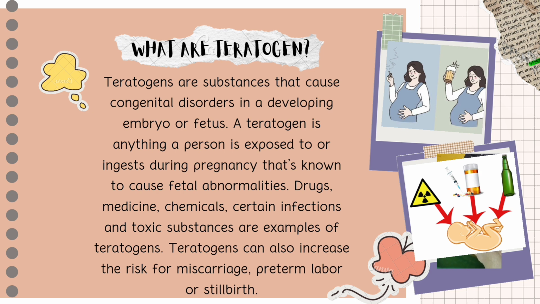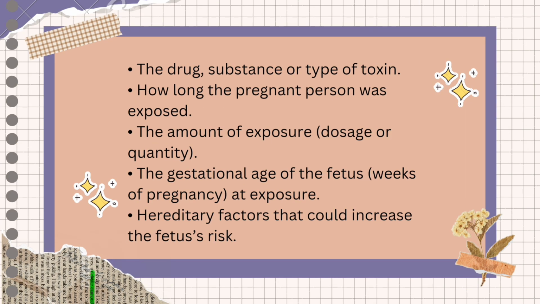Teratogens can also increase the risk for miscarriage or preterm labor. The following determines how dangerous teratogen exposure is during pregnancy: the drug, substance, or type of toxin, how long the pregnant person was exposed, the amount of exposure or dosage or quantity, the gestational age of the fetus or weeks of pregnancy at exposure, and lastly, the hereditary factors that could increase the fetus's risk.